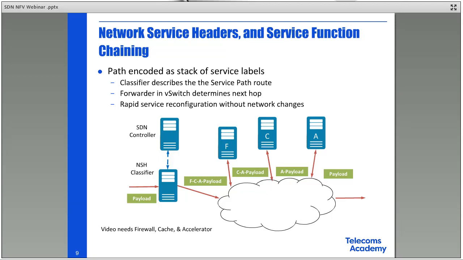So when the payload comes in, if it's video, it says FCA, and the F application, the firewall, says, that's for me. I'll process it and send the output back onto the network with just the C and A headers left on it, so that it goes to the C application, then the A application, then the payload pops out the other end. And there's various technology like proxies available, so that you can interface simple applications onto this stuff.